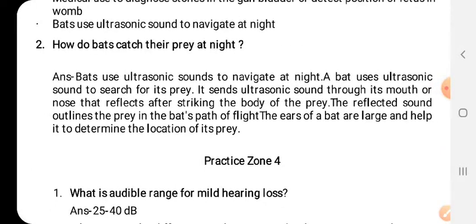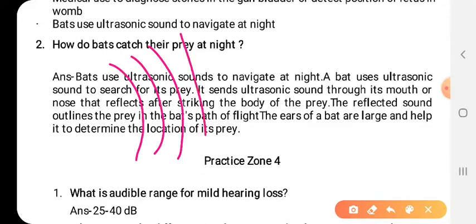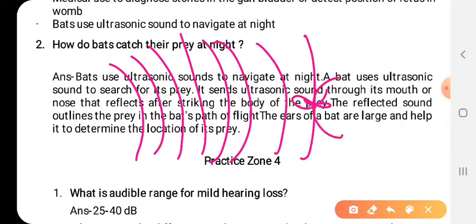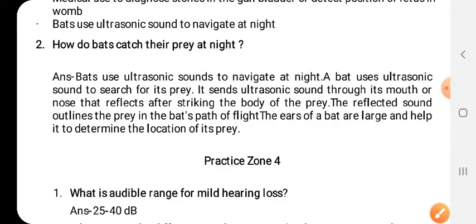Next is, how do the bats catch their prey at night? We know that, beta, bats keep on emitting ultrasonic sounds in all directions. Whenever the prey comes into their path, the sounds reflect back and reach back to the bat. तो वो bat तक पहुँच जाती हैं and the bat is able to calculate the time in which the ultrasounds have reflected back, and it is able to catch the prey in that case.